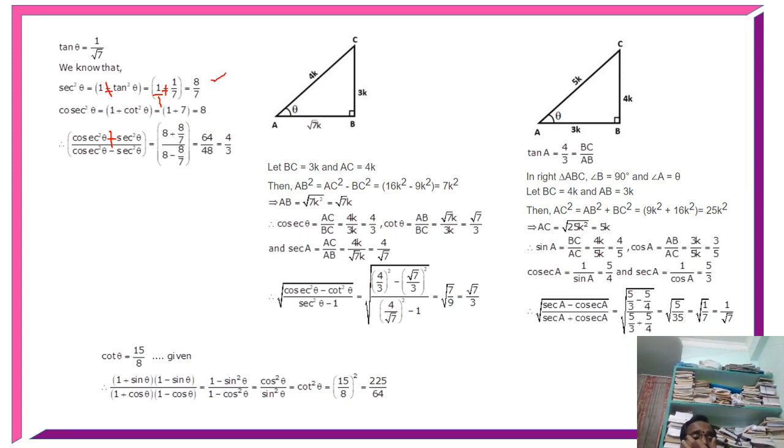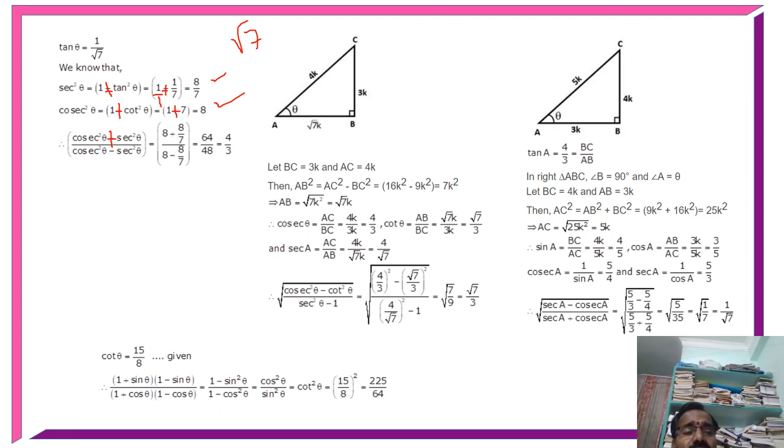And cosecant square theta, it is defined from the third identity as 1 plus cot square theta. Actually cot is the reciprocal of tan. So root 7 is the cot value, root 7 by 1, nothing but root 7. If you do the squaring, 1 plus 7, 8. 8 is cosecant square theta, secant square theta is 8 by 7. Substitute in the given expression.